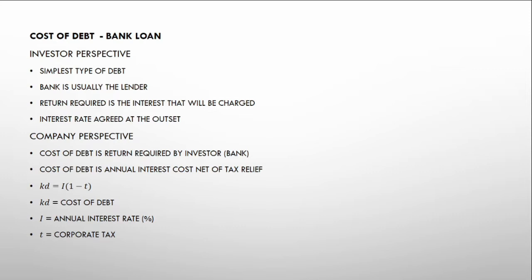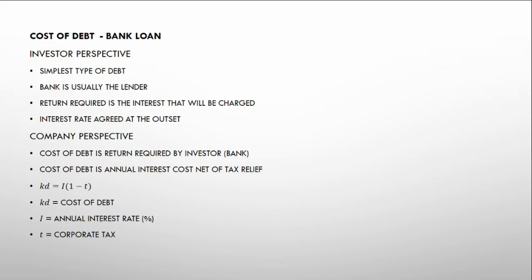So as you can see, we have a formula here. KD is the cost of debt and I is the annual interest rate that the bank will charge. Then from that interest rate, because the company will receive a tax shield when it pays the interest, we need to take out the tax shield that the company will get when it pays the interest to the bank. So here we would need to know what the tax rate is, and this will be given in the question. So if you have the annual interest rate and you have the tax rate, it is quite easy for us to determine the cost of debt from a bank loan.